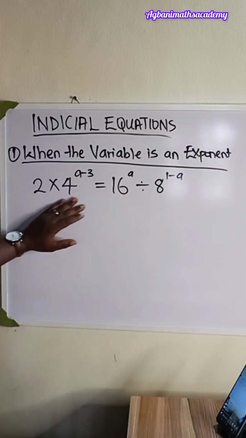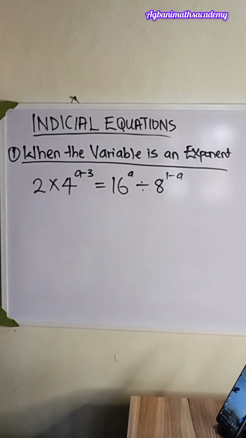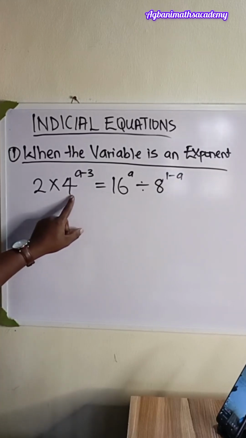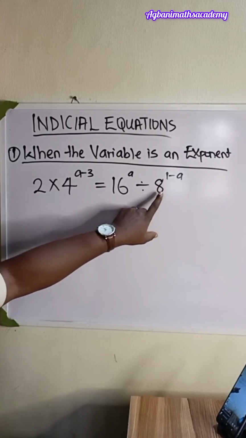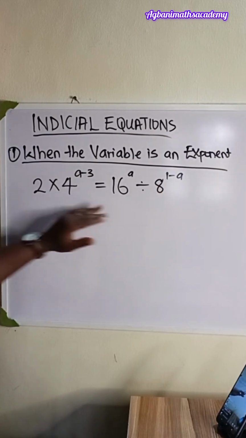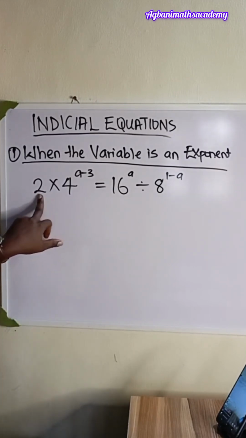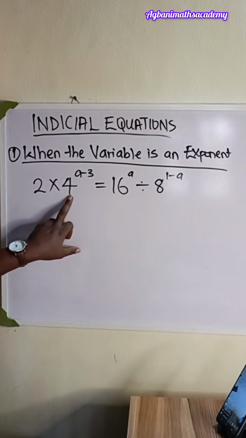This looks a little bit complicated, but it is actually very simple. If you observe, here the base is 2, here the base is 4, here the base is 16, here the base is 8. So all the bases are different. But what we can do in this situation is try to convert all the bases to be the same. And since 2 is the smallest base, let's see if we can convert 4 to base 2.